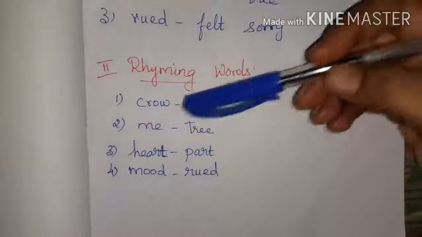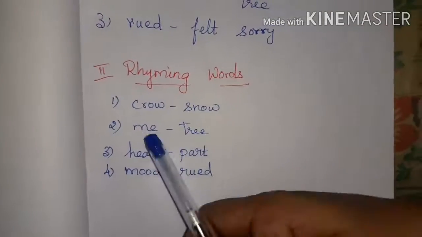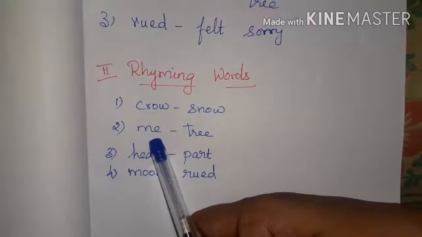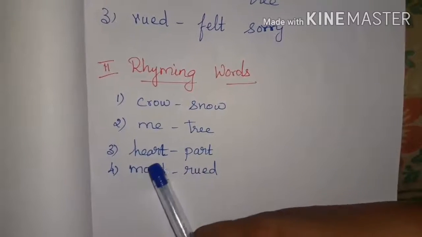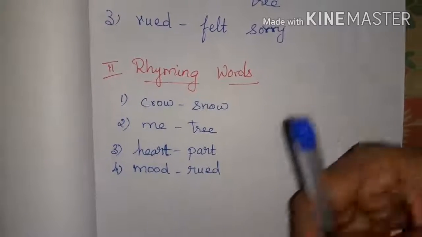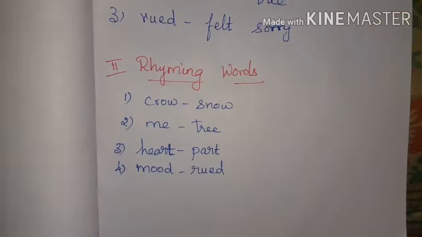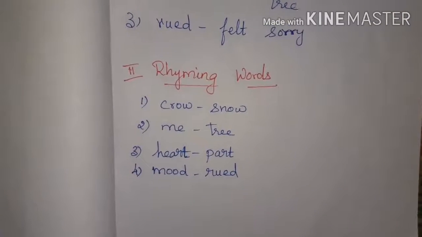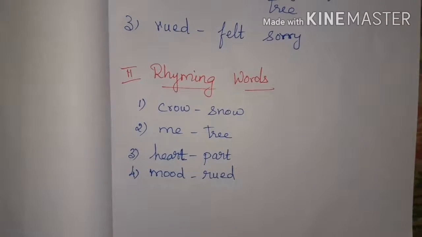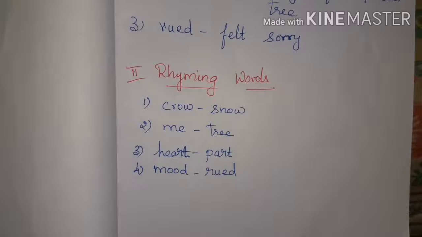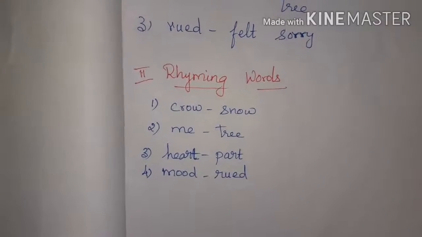Next one, second Roman numeral, rhyming words. So rhyming words, first one crow, snow. Second one me, tree. Third one heart, part. Fourth one mood, rude. Okay, so these are all the rhyming words, and I have already taught you rhyme scheme also. If any question asks what is the rhyme scheme of this poem, you have to write A B, and then second stanza A B.